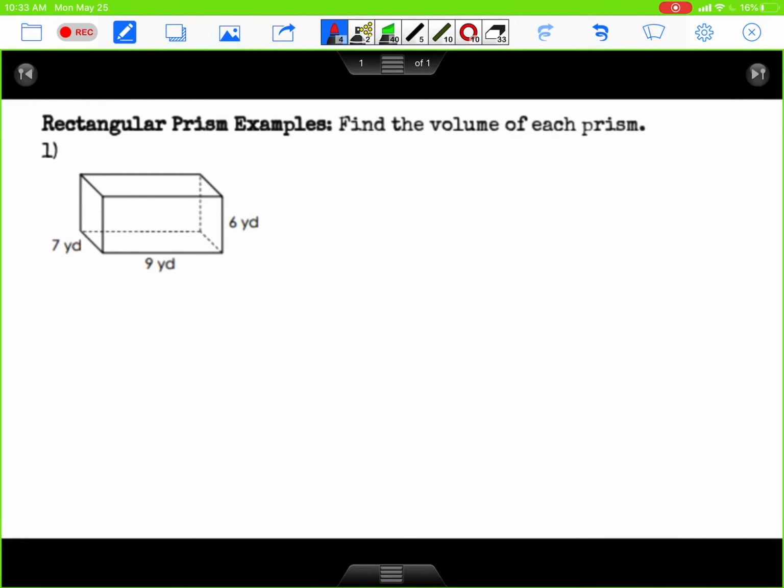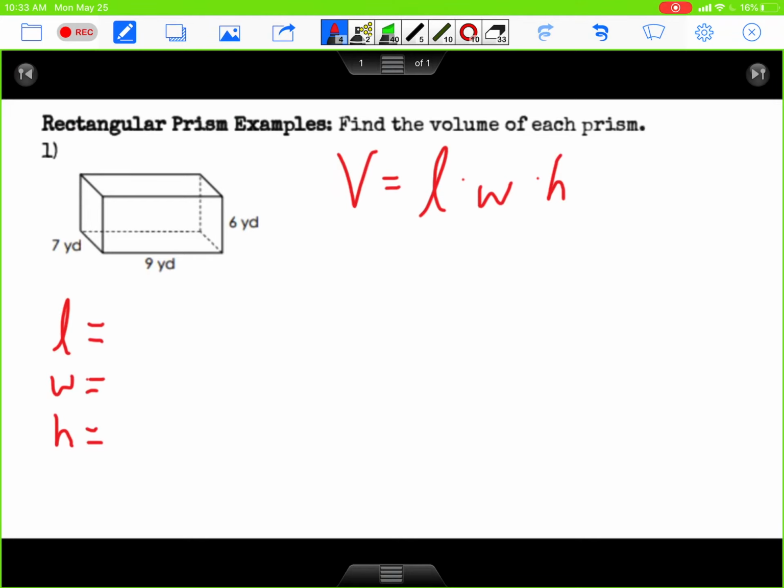Okay, here's the example here. Once again, I want you to write down the formula. Volume equals length times width times height. Now I usually like to write down these measurements on the side here just so I know I have everything I need.